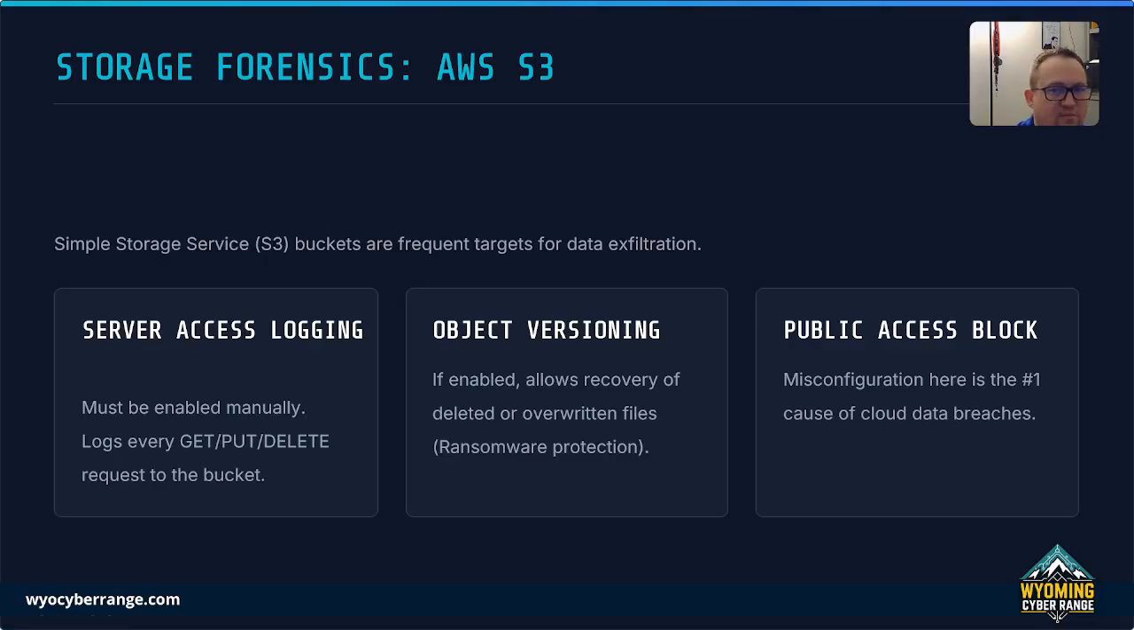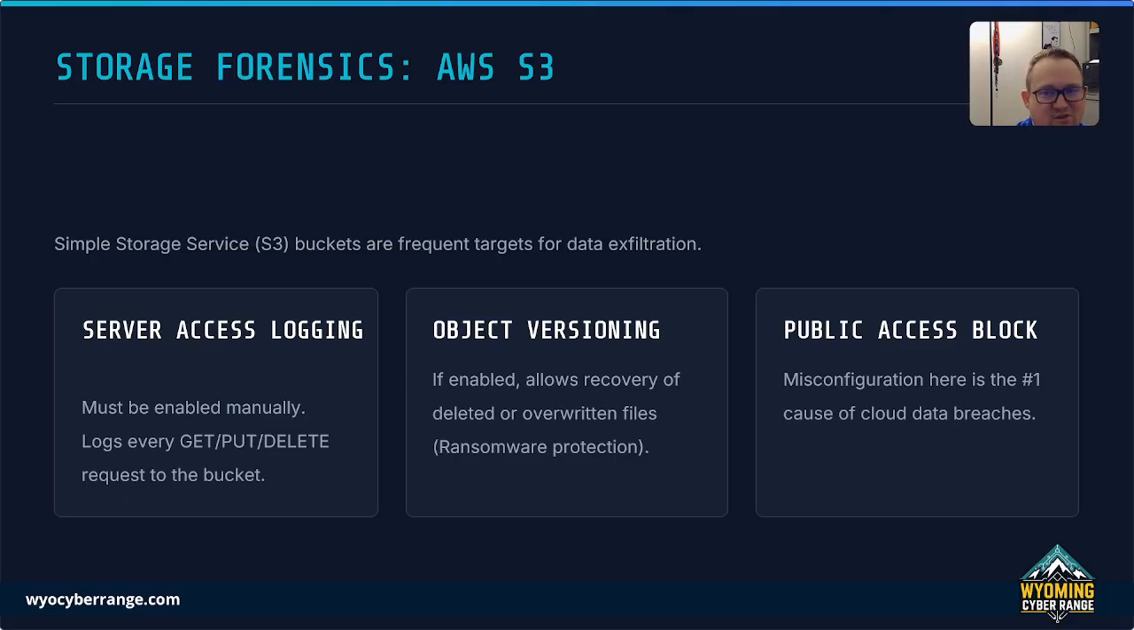Now, Amazon S3 buckets are frequent targets for massive data exfiltration breaches. They're going to be used for server access logging, and it must be enabled manually. If it is, the log gets every get, every put, and every delete request from a bucket. This is really good because most of the time we're going to be dealing with data storage, and so this will tell us who did what and what happened here. But remember, it does need to be enabled. By default, it's not enabled, and so you'll have to turn it on.